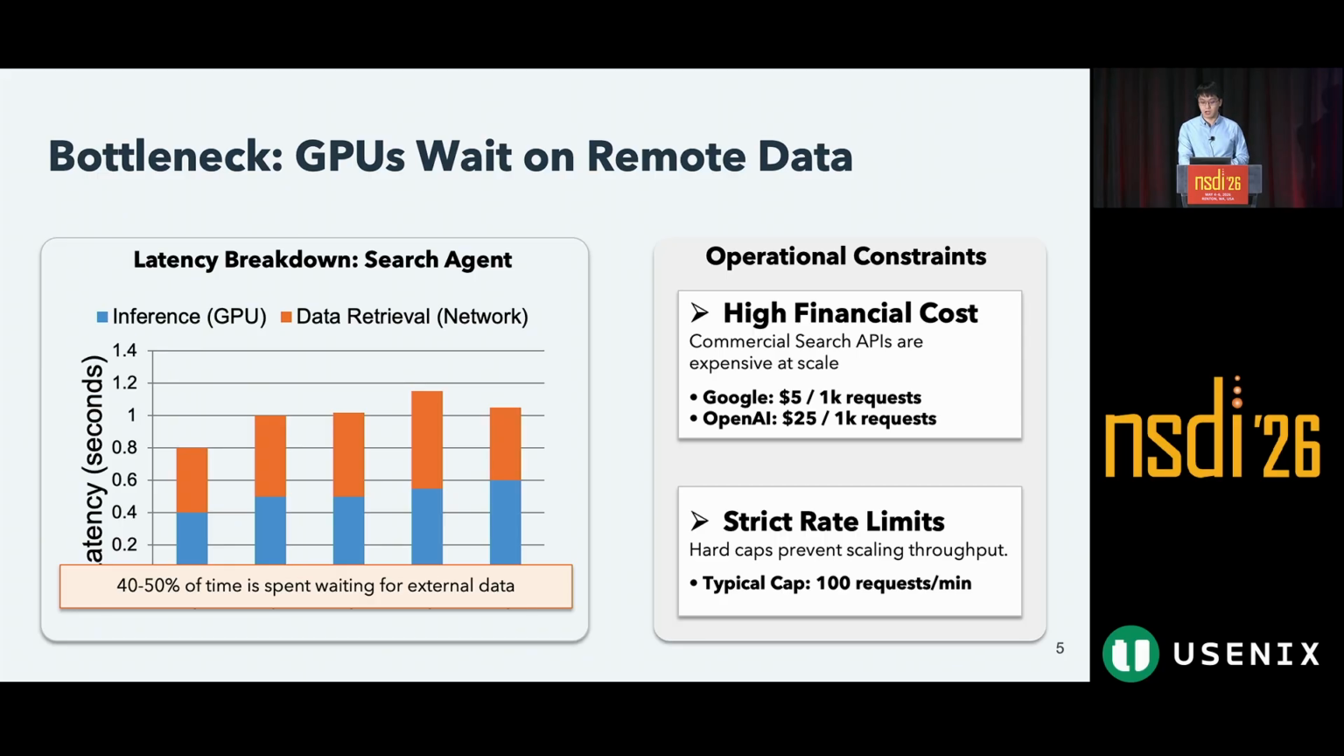On top of that, hard rate limits cap throughput regardless of how much GPU you have. For example, the Google Search API usually imposes limits on requests per minute for each single user. So the bottleneck sometimes isn't just GPU compute. Of course, GPU compute is still a bottleneck, but it's not the only one. Sometimes data becomes another new bottleneck. So the natural follow-up question is, can we cache it?